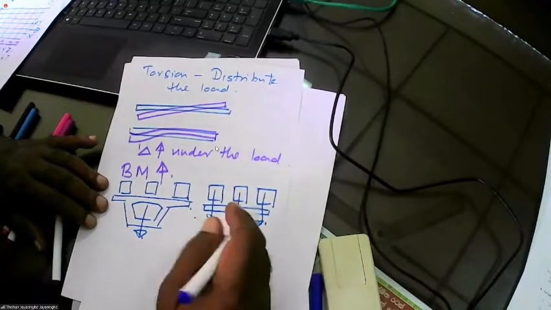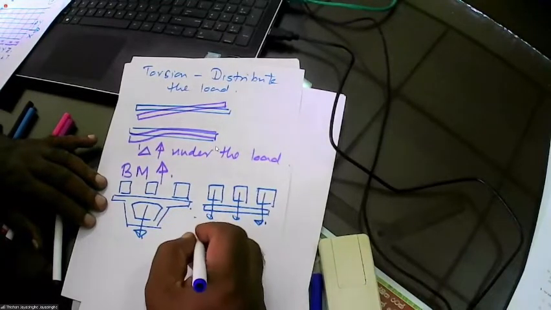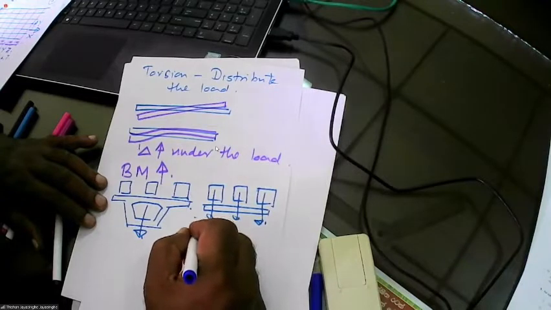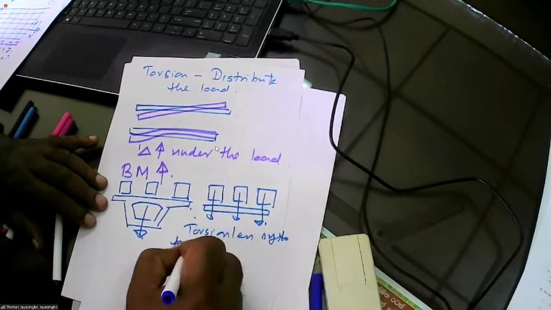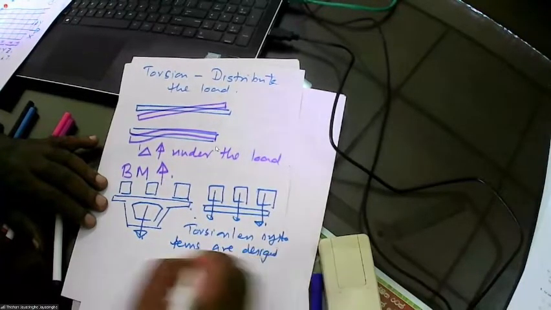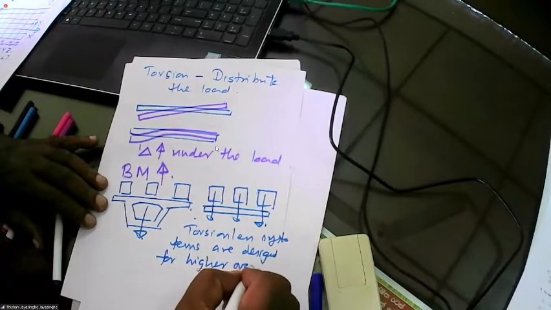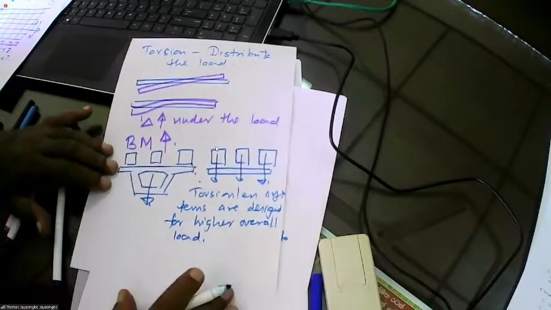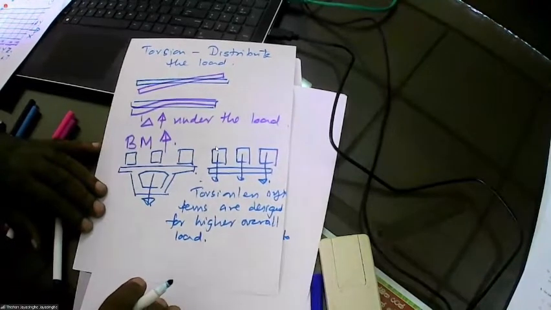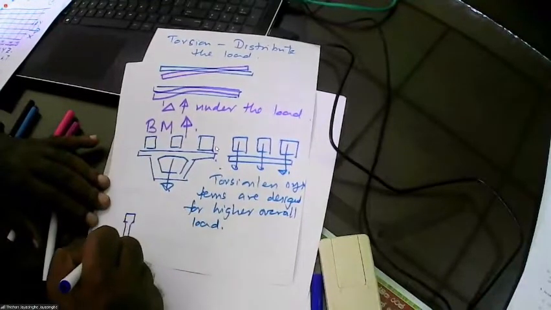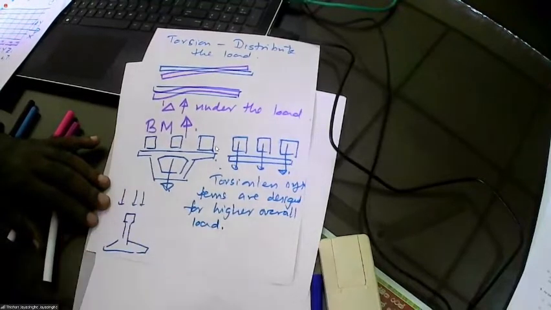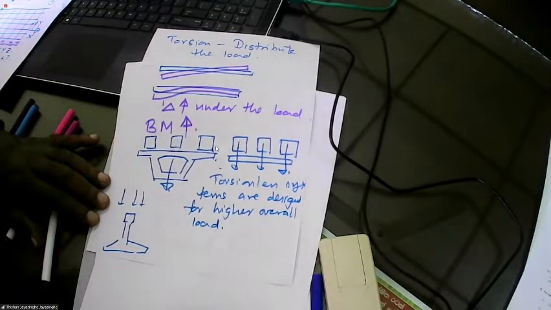Then we say, in highway design, because we are applying loads on lanes, what happens? Torsionless systems are designed for higher overall load. Not necessary, because we have to apply all the loads at once. But because we have the situation where individual loads can come separately, you will have to make sure each beam can carry a significant portion of the load coming on it, because there's no load distribution. If the load is distributed, you can design for lesser load. If the load is not distributed, you have to design for a higher load.